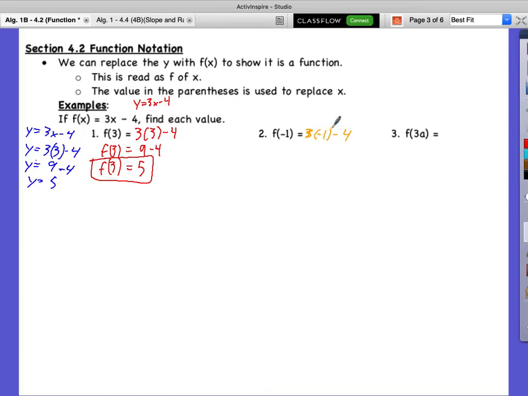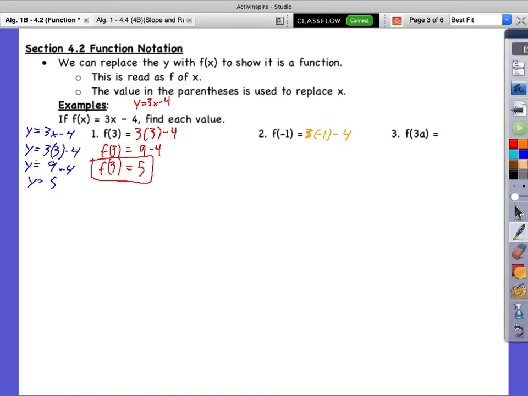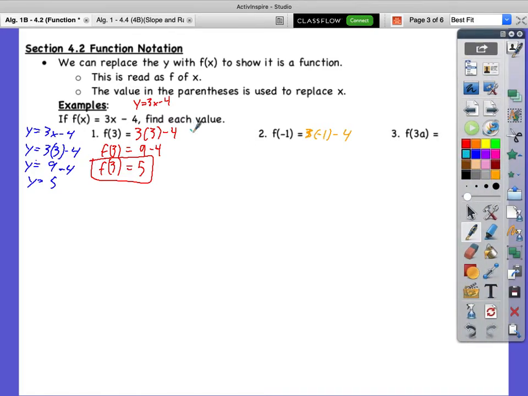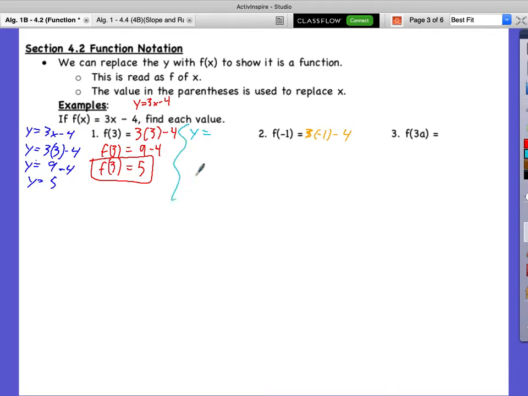Okay? So this would be the equivalent as if on the side over here, we had the equation y equals 3x minus 4. And if I asked you guys to find y when x is negative 1, what would you do over here?